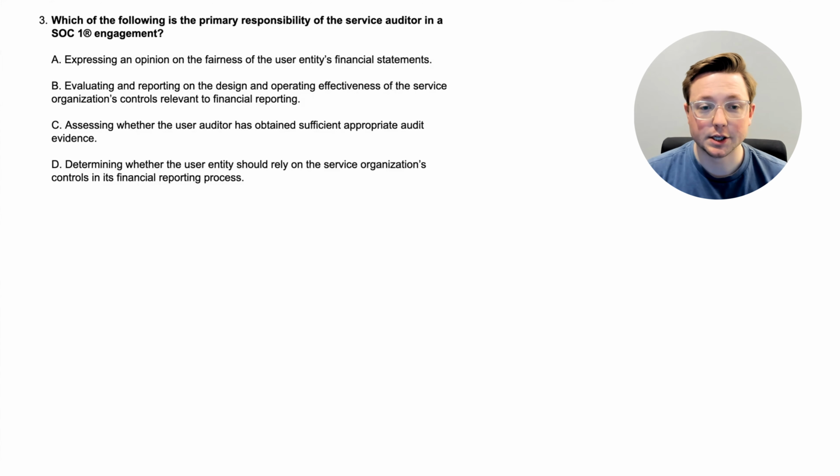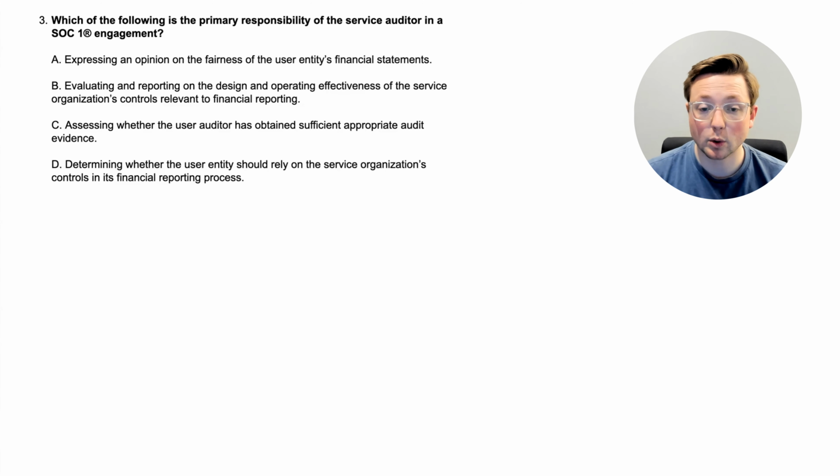Okay, here we are at question 3. Which of the following is the primary responsibility of the service auditor in a SOC 1 engagement? Okay, let's go through the options. Option A, expressing an opinion on the fairness of the user entity's financial statements. Option B, evaluating and reporting on the design and operating effectiveness of the service organization's controls relevant to financial reporting.